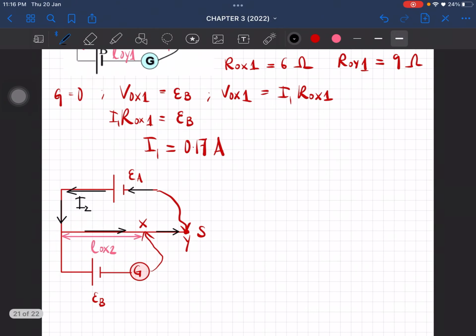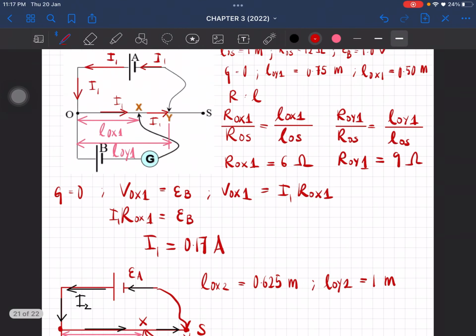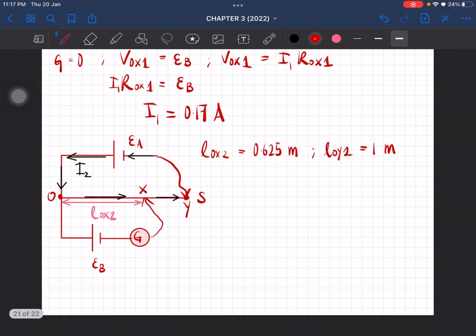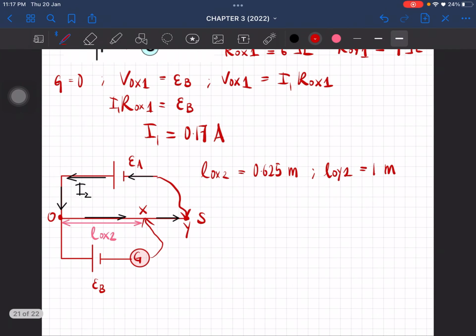Okay, alright. Now, kita akan buat the same thing, which is using the ratio. But firstly, let me just write LOX2 is now equal to 0.625 meter. Okay, and then sekarang LOY pula, it is equal to 1 meter, sebab dia sudah touch point S. Okay, so this is 0.0. Alright, okay, now again we will be using the ratio.